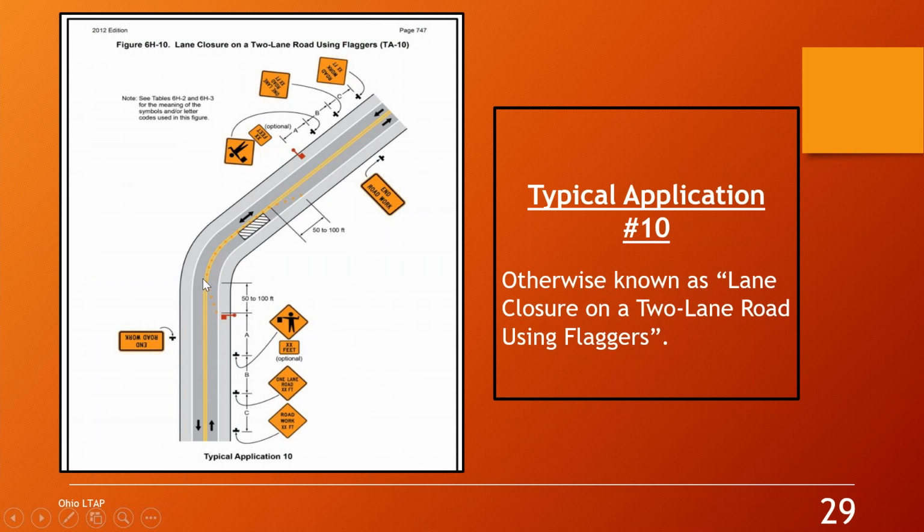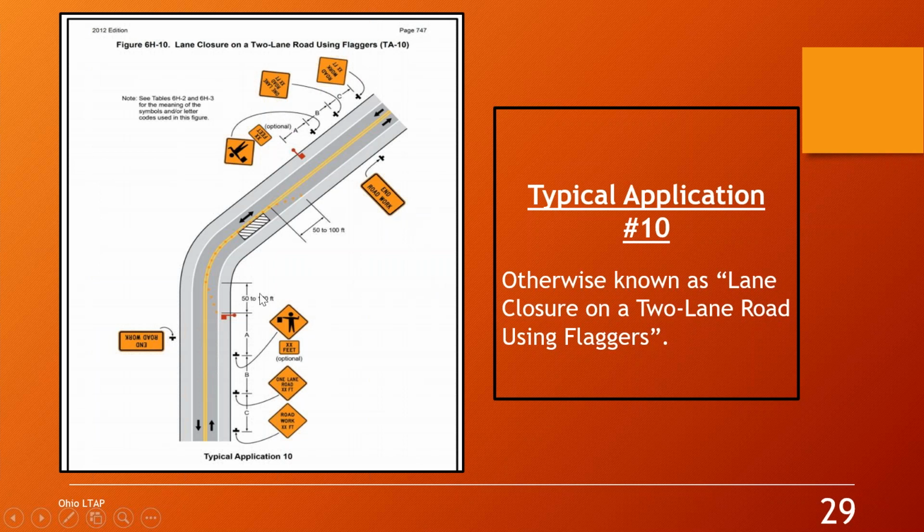It has a vacant area between the end of the taper and the workspace. It's called a buffer space. And it shows where the work area is. In this situation, they're showing a curve. Maybe this is a horizontal curve or a vertical curve. But if you're working right around that curve, then you can see that the flagger and all the signs are in the straight area before that curve. And of course, you have the same signs in the other direction.